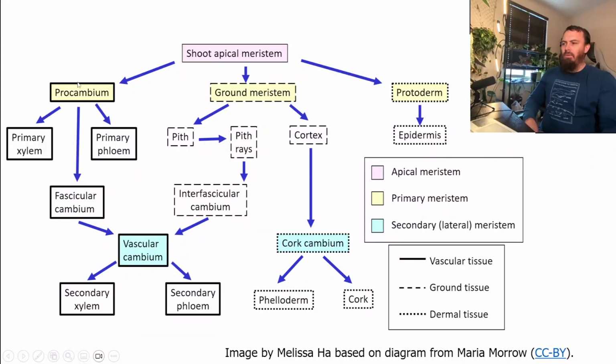So we're going to follow this pathway in more detail in a second. Then shoot apical meristem can also turn into ground meristem, which will make pith and cortex, and eventually the cork cambium and phelloderm and cork. So the outside of the plant, inside of the plant, outside the vascular cambium, and inside the vascular cambium. It'll also turn into protoderm, the dermal tissue, and eventually into the epidermis.